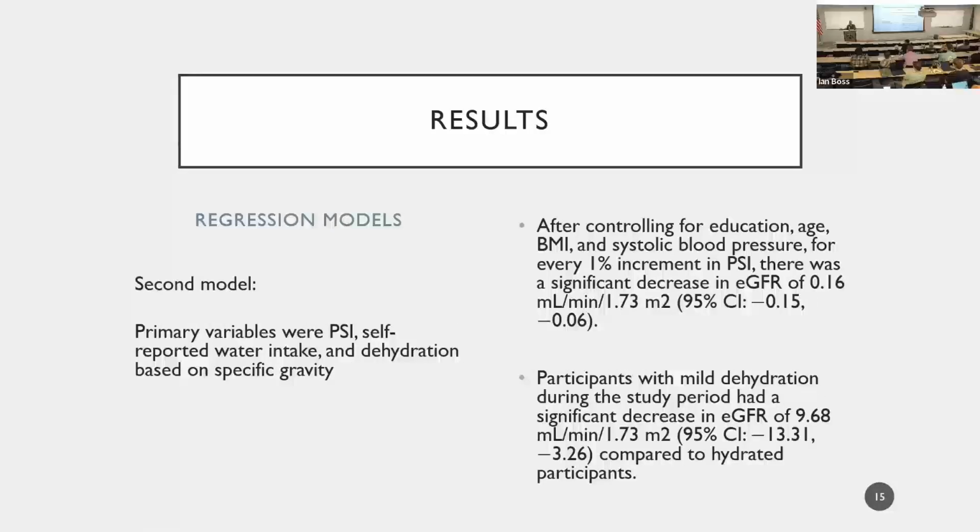In the second model, they looked at the physiological stress index, the self-reported water intake, and dehydration. And again, after controlling for the other variables, they saw a 1% increment in the PSI for every decrease in eGFR of 16. And they also noticed that participants with mild dehydration also had a significant decrease in eGFR.